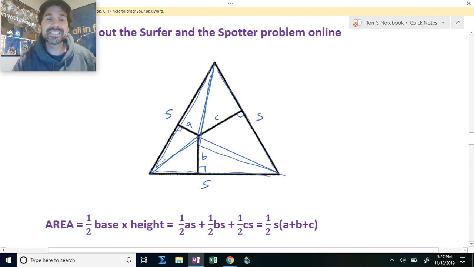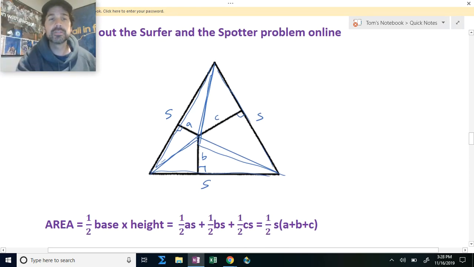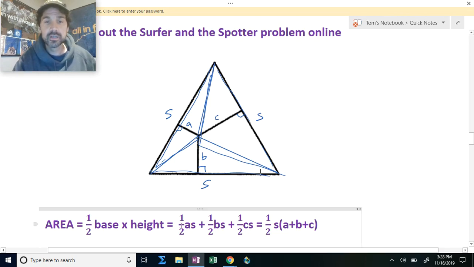So the area of the entire thing, which is 1/2 base times whatever this height is, has to be the same as the sum of those three areas of those triangles. But you can factor out the 1/2 and the s because they're all the same in each of them, and you end up with 1/2 s times a plus b plus c.